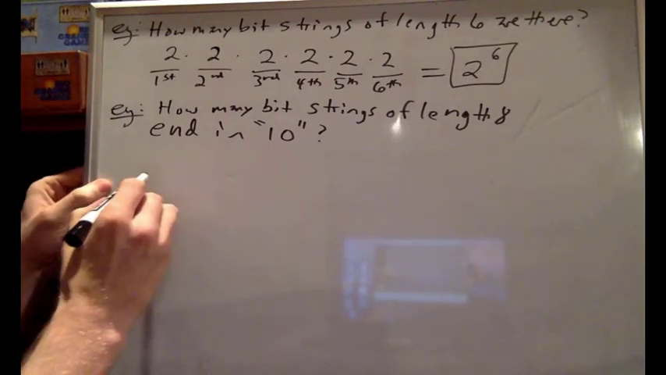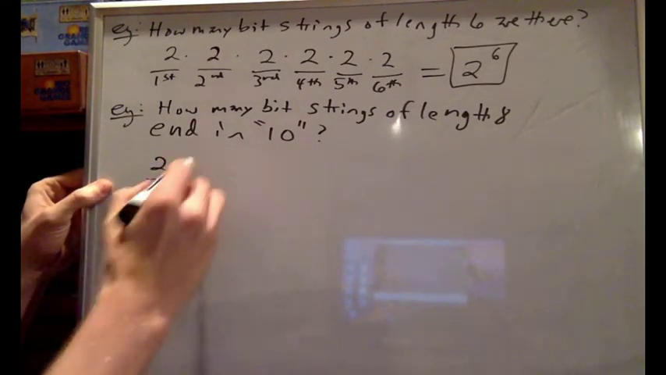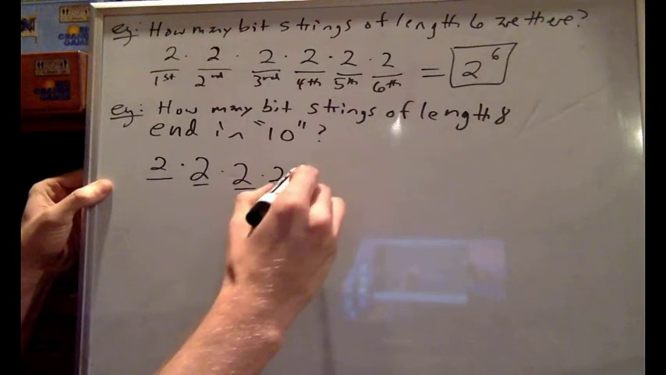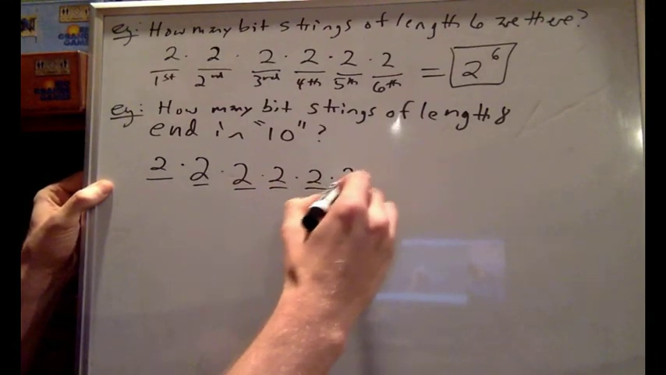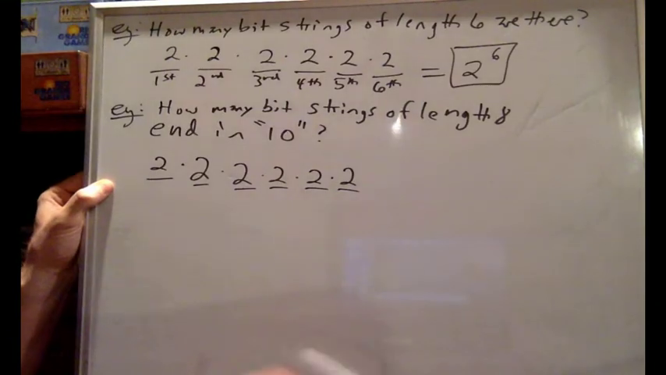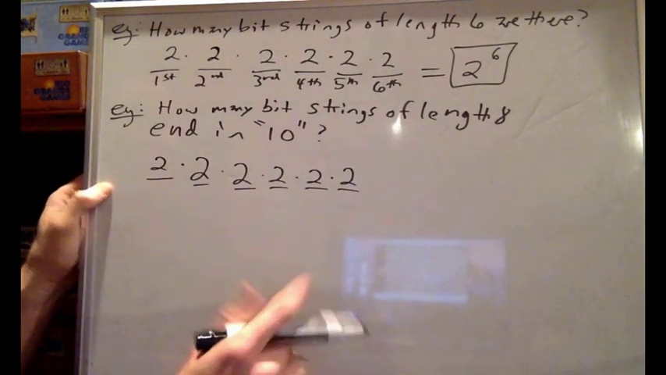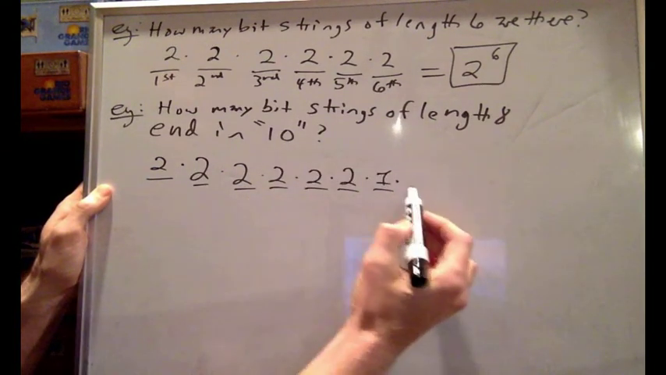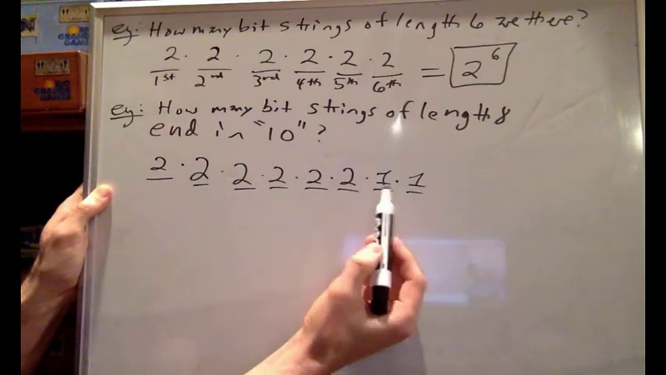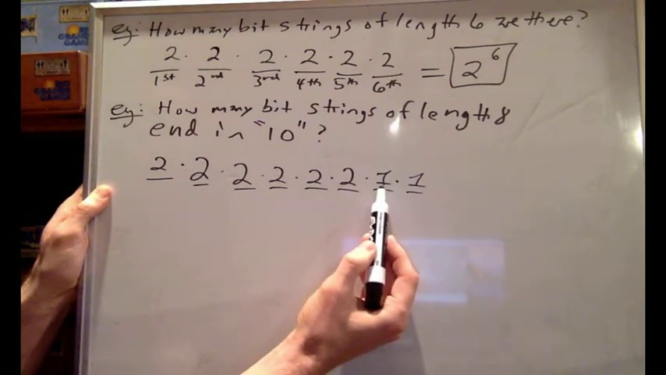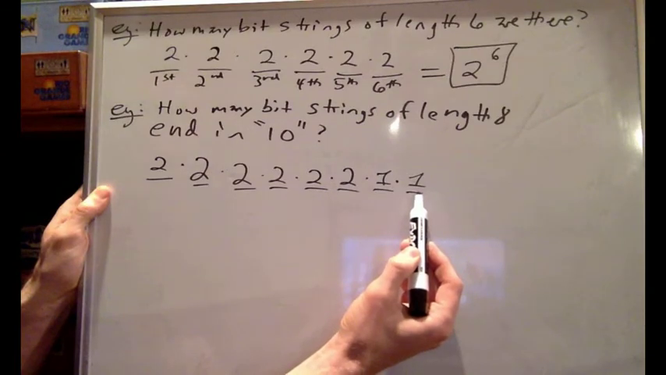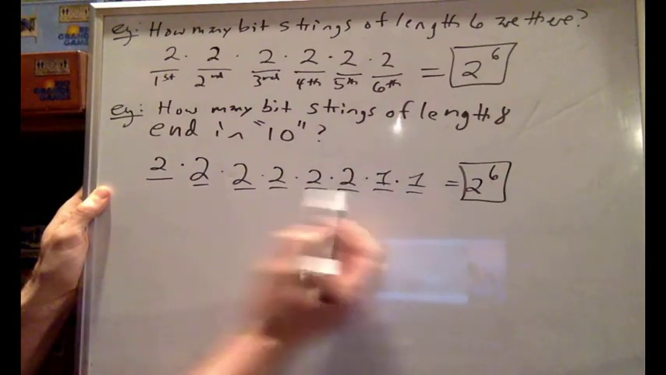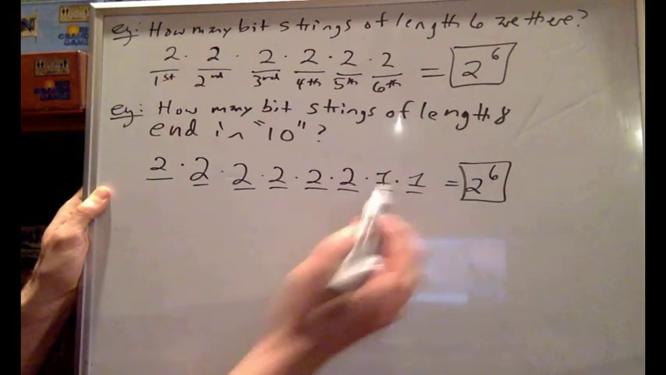Well, this is going to be 2 choices for my first bit, 2 choices for my second bit, 2 choices for my third bit, 2 choices for my fourth bit, 2 choices for my fifth bit, 2 choices for my sixth bit. But when we get to the 6th bit, that's the last time we get to make a choice, because the 7th bit has to be a 1, and the 8th bit has to be a 0. So I had 1 choice here, because it had to be a 1, and 1 choice here, because it had to be a 0. So the answer is, again, 2 to the 6th, because I've got 6 choices to make, and these choices are already made for me.